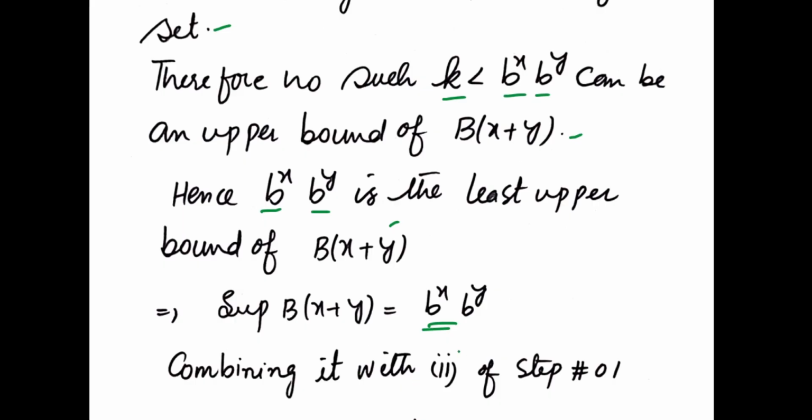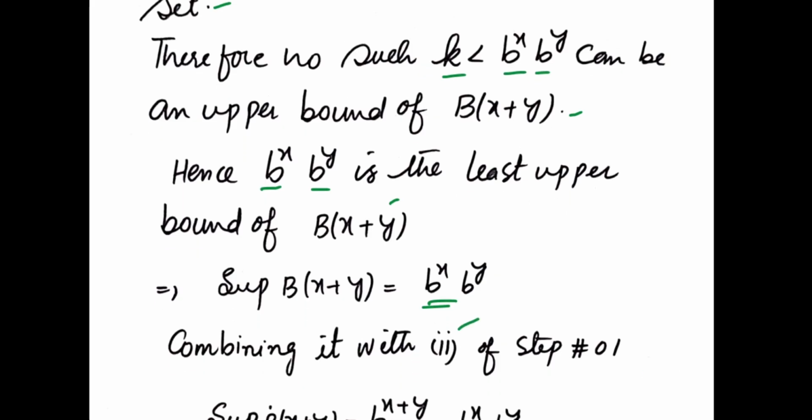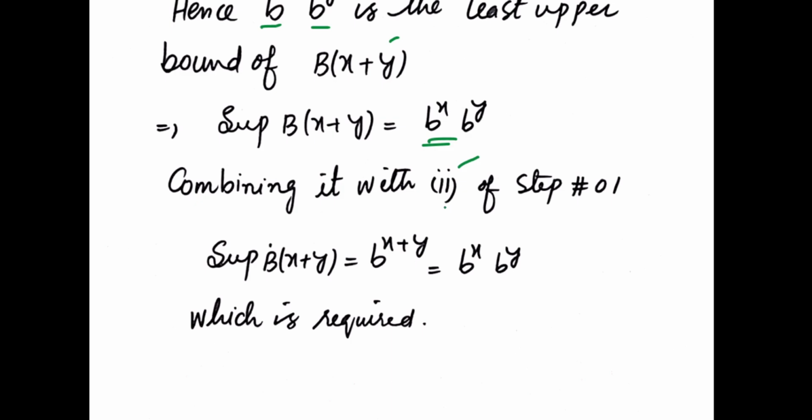And combining it with 2, we have, in step number 1, what was 2? The 2 was the supremum of this set, which we supposed is equal to b raised to power x plus y, and now its supremum we have proved is equal to b raised to power x into b raised to power y, which is what was required to prove. So actually this question has very deep concepts, and I hope you now have a clear understanding. I have tried my best to discuss this question.